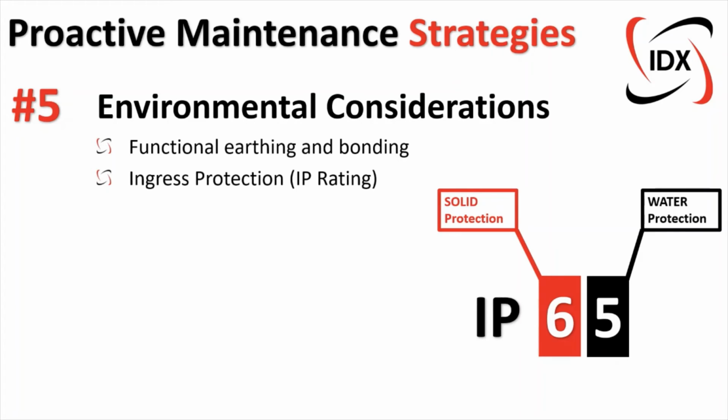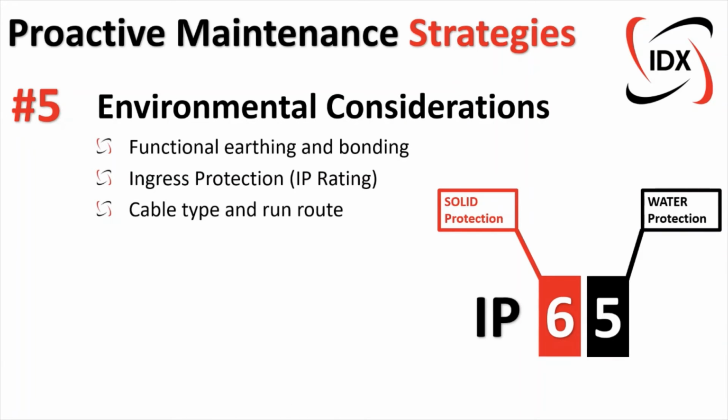An IP rating of 65, for example, indicates a full protection from dust, and the 5 indicates that there's protection of low pressure water jets from any direction. So a device like this could probably be installed in the field and protect itself from the elements.